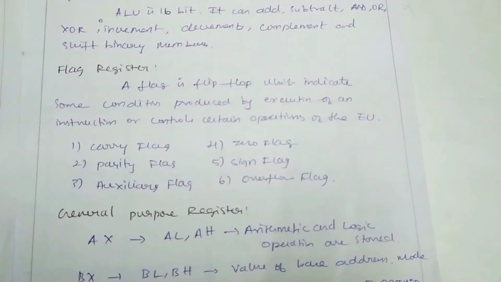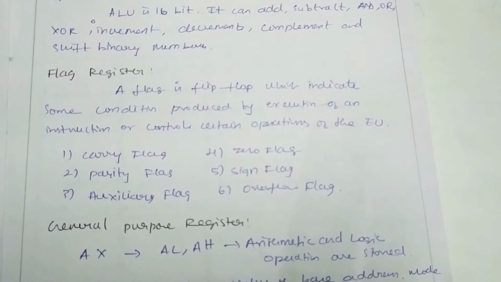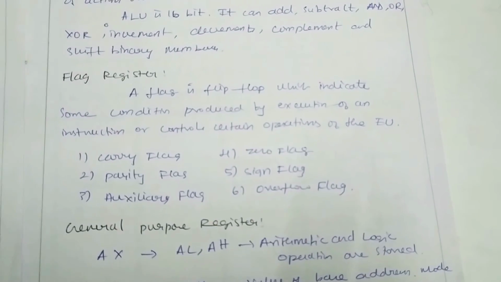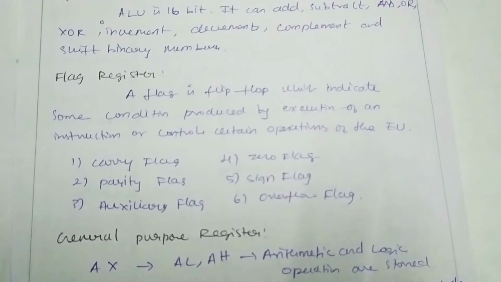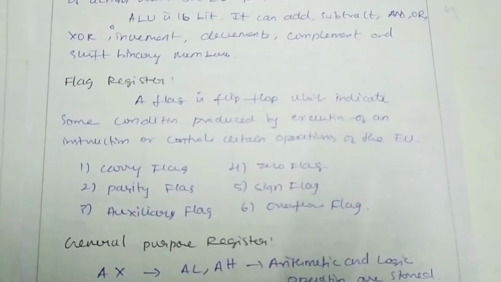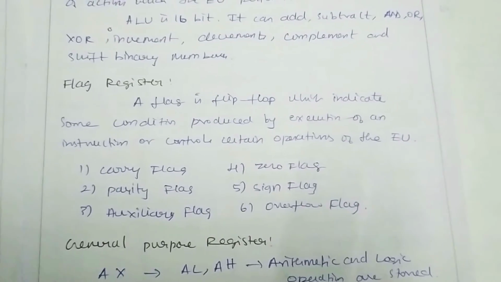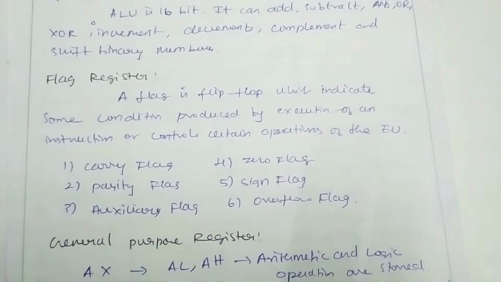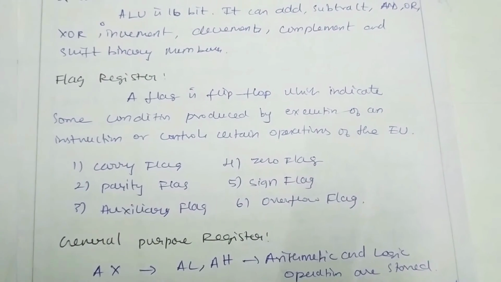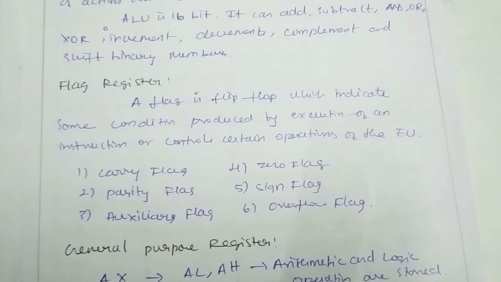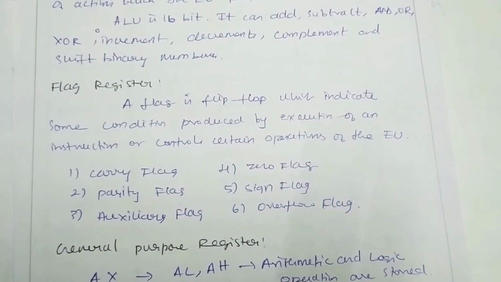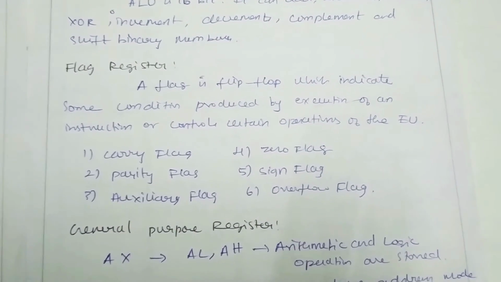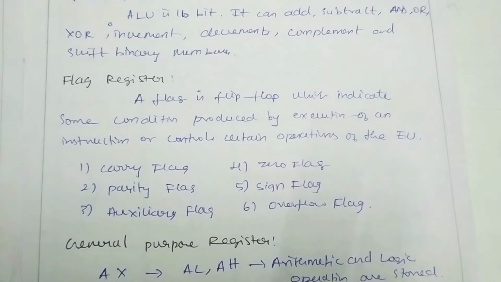And there is a set of flag registers. A flag is a flip-flop. I think you already have some knowledge about flip-flops. A flip-flop is a small circuit that does a particular operation assigned to it. There are many flags: carry flag, parity flag, zero flag, sign flag, overflow flag, and auxiliary flag. The carry flag holds the carry, the parity flag checks whether the bits are even or odd, and the sign flag indicates the sign. Likewise, each process is assigned to a flag.